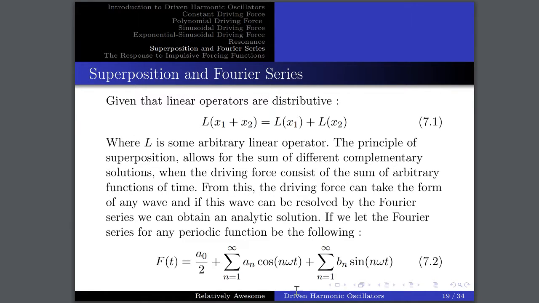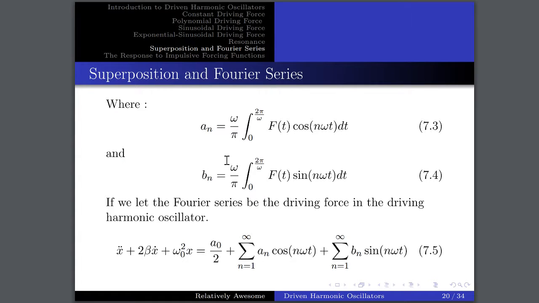Fourier series, and this is the Fourier series, where a naught over 2 is the constant term, and there is the sum to infinity of the cosine and sine terms, where a sub n is equal to some cosine function and b sub n is equal to some sine function.